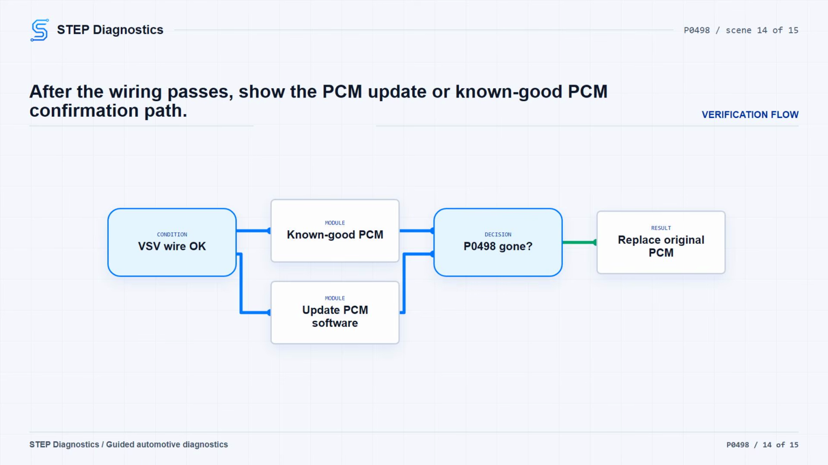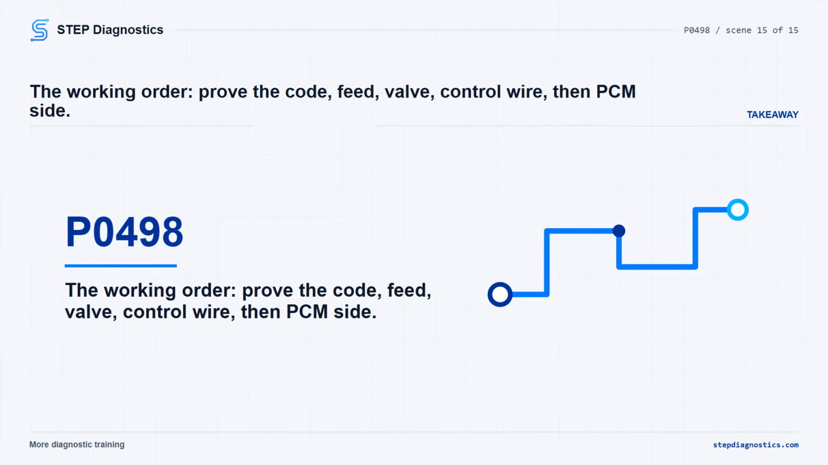Keep verification separate from the circuit testing. Confirm the code stays gone using the same HDS code check logic, and do not skip back into parts replacement without a failed test pointing you there. The clean path on P0498 is simple. Prove the code, prove the vent valve power feed, check the valve resistance, then prove the PCM control wire is not shorted or open before making a PCM-side call.